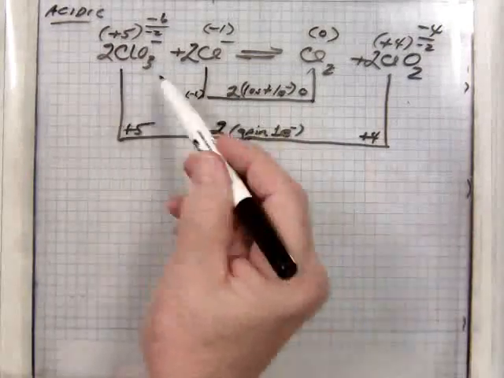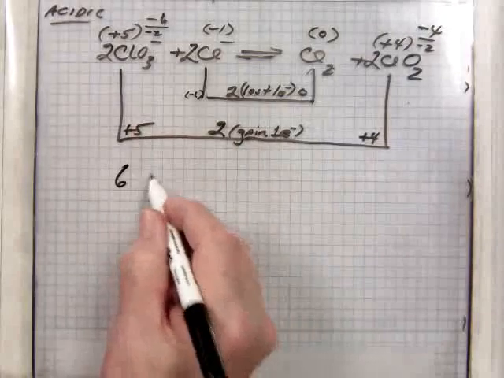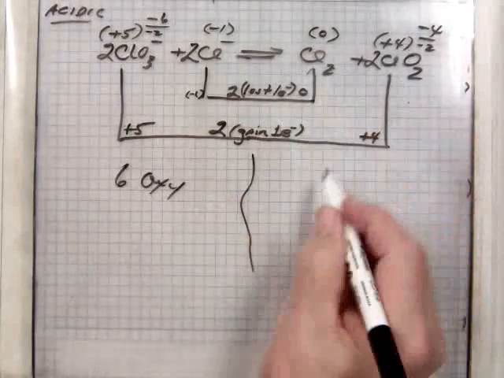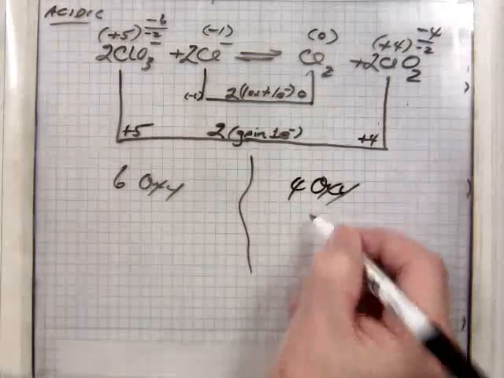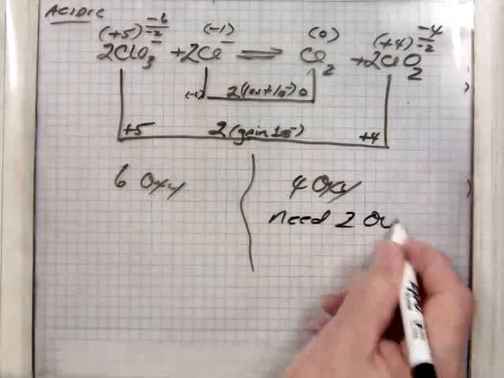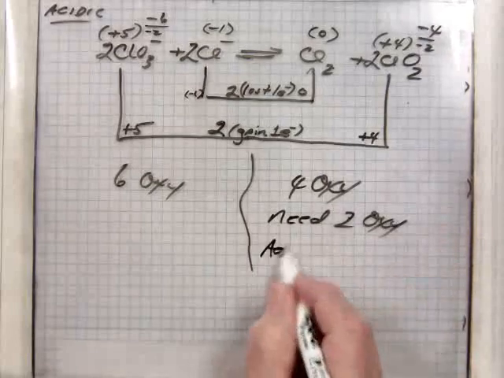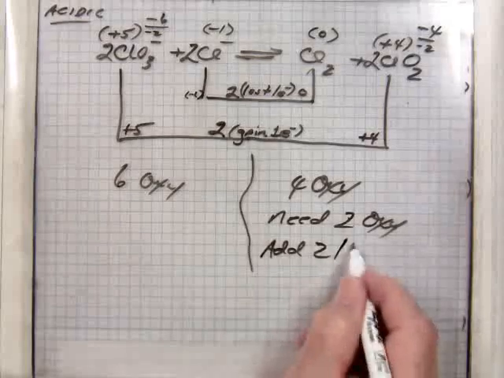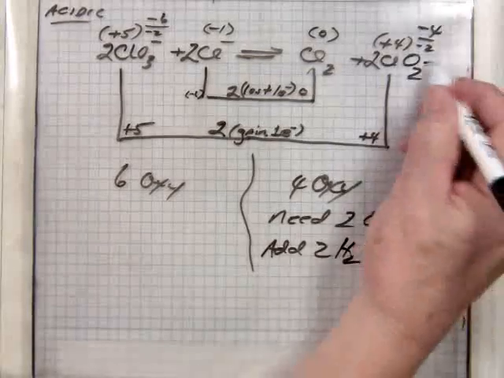Then 2 to 3 is, well, over here we got 6 oxys. And over here we've got 4 oxys. So we need 2 oxys. So it says add 1 water per oxy needed. So we need to add 2 waters over here on that side.